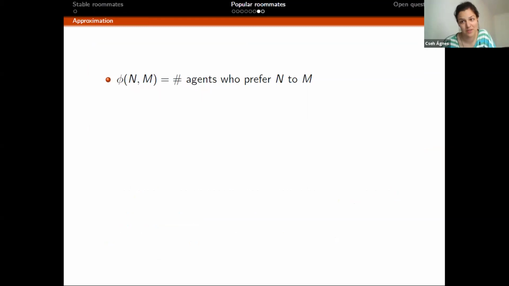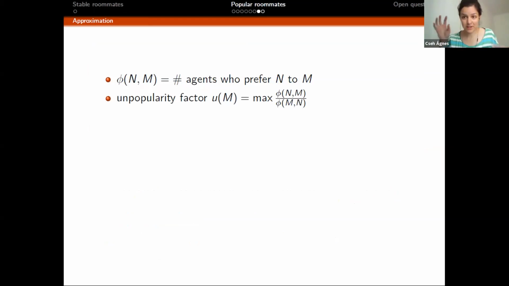What else is missing from the computational side? Well, approximation, of course. How to approximate the number of votes. By psi and m, we denote the number of agents who prefer n to m. The unpopularity factor of a specific matching m is: you fix this matching m and compare it to all other matchings n, and you divide the number of agents who like n more by the number of agents who prefer m. And of course, the lower this is, the more popular intuitively my matching is.